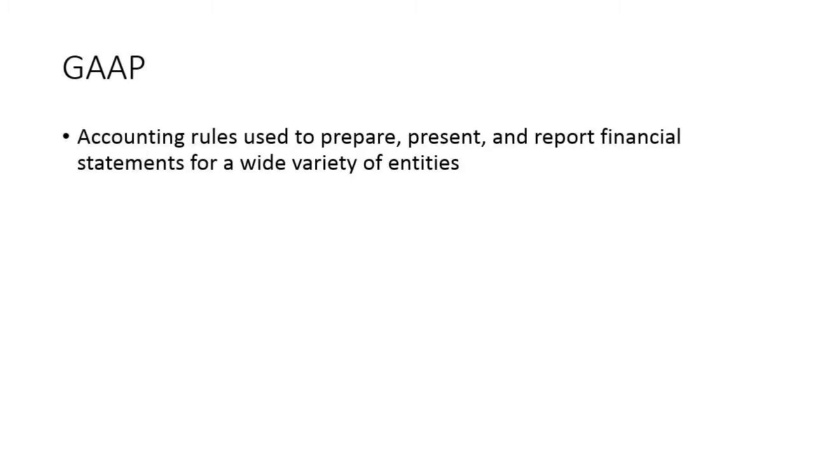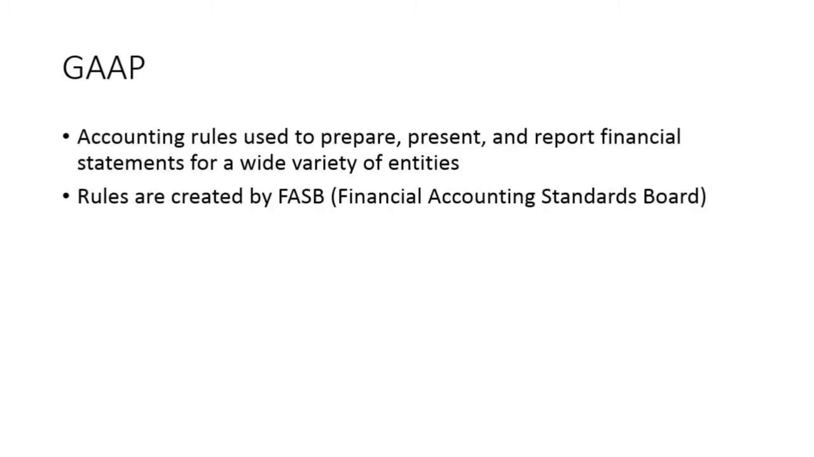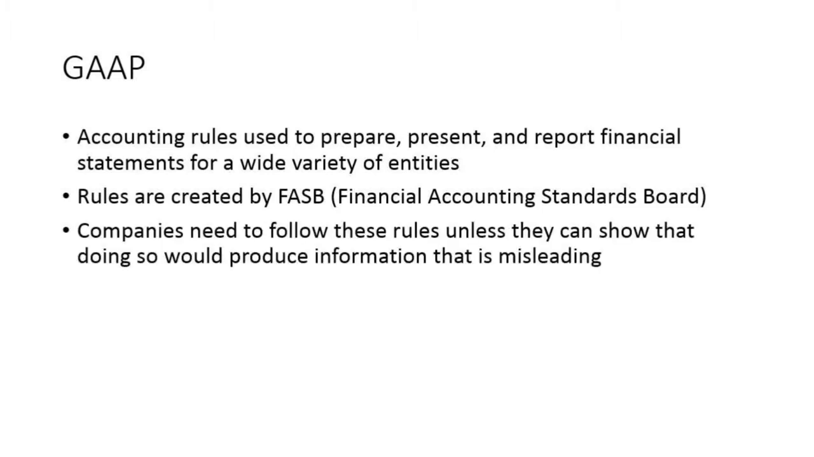Next is looking at the GAAP, the generally accepted accounting principles. These are accounting rules that are used to prepare, present, and report financial statements for a wide variety of entities. The rules are created by the Financial Accounting Standards Board, which has the acronym FASB. You might hear that when you're talking to accounting people. Also, companies need to follow the rules so that what they're doing shouldn't produce anything misleading. It also makes taxation fair across all business owners.